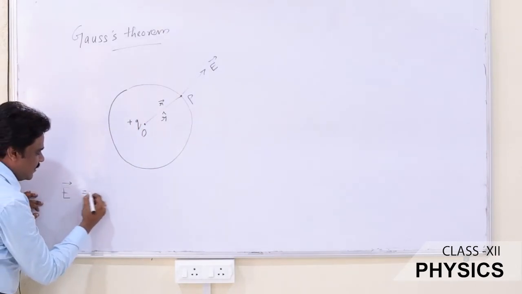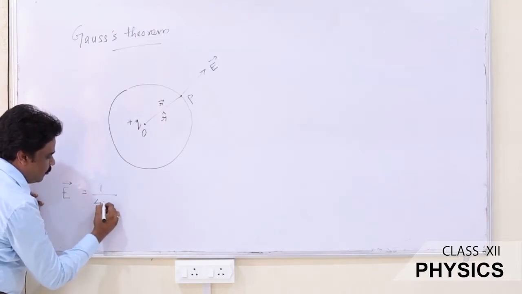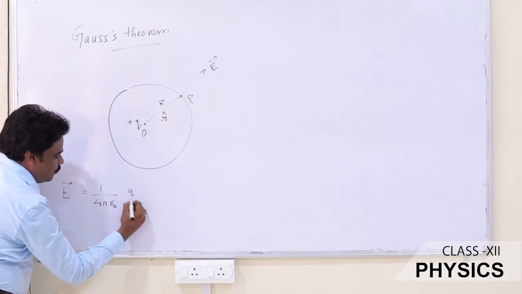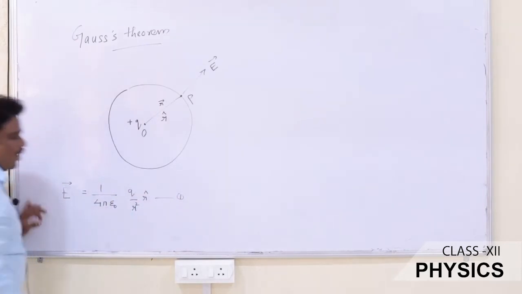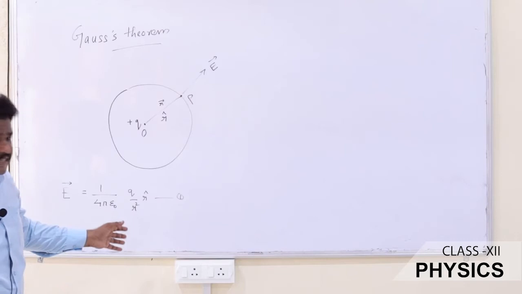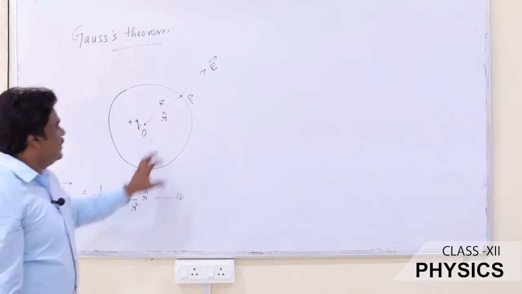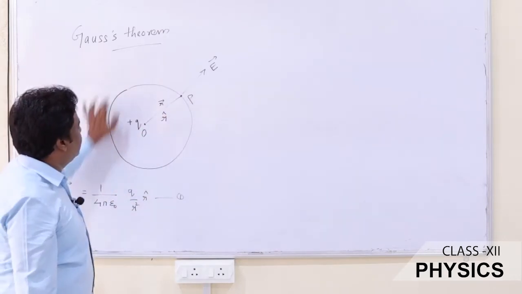E vector is equal to 1 by 4 pi epsilon naught Q by R square R cap. Mark it as equation number 1. I am writing in vector form. Now our aim is to find the flux linked with the sphere.